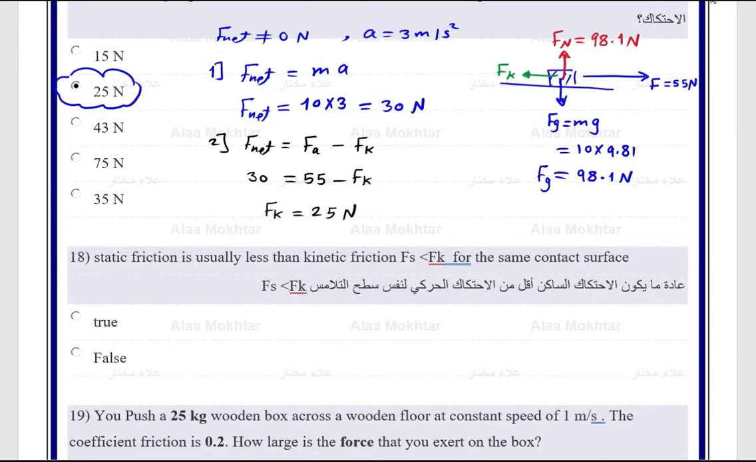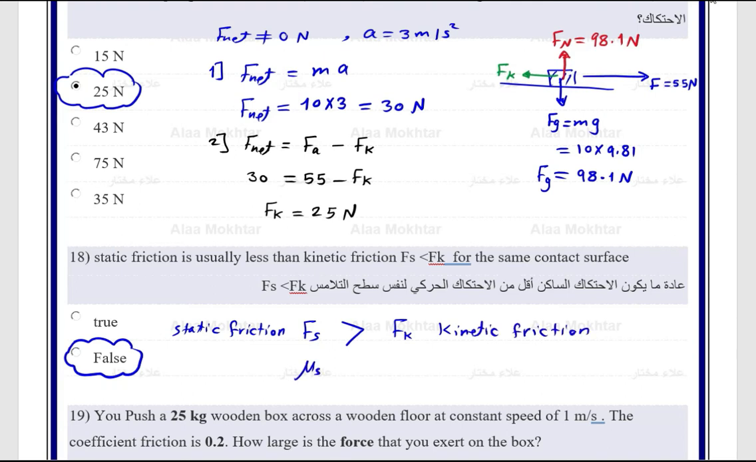True or false? Static friction is usually less than kinetic friction? No, it's false. Static friction is greater than kinetic friction. Fs, static friction, is greater than Fk, kinetic friction. And also mu s, the coefficient of static friction, is greater than mu k, the coefficient of kinetic friction.